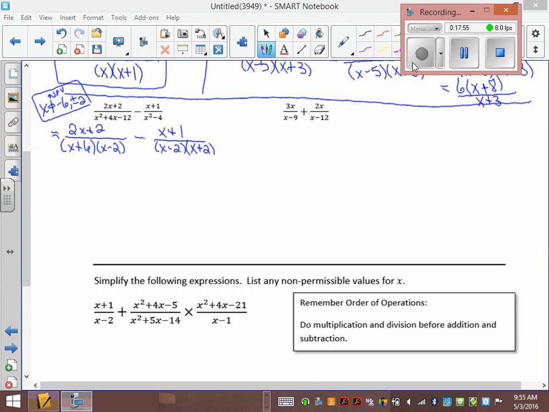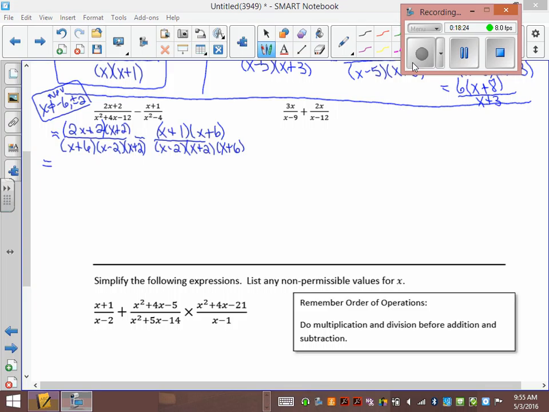Okay, so both of these share an x minus 2 in common. So I don't have to do the x minus 2 again. But the one on the right has an x plus 2 and the one on the left doesn't. So I have to go x plus 2. And the one on the left has an x plus 6 and this one doesn't.